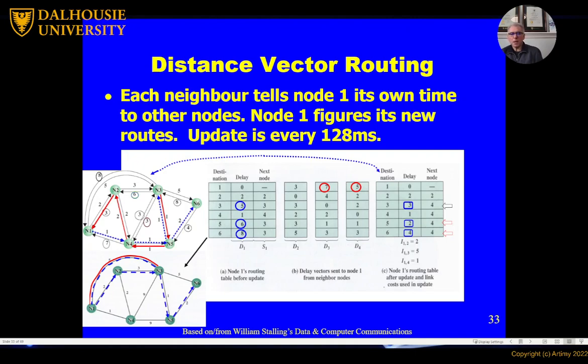So how does a router get a full picture of the entire network? How does node 1 know how to send a packet to node 6? Node 6 is not an immediate neighbor. So how does it know about it? It knows about it because the neighbor knows about it. N1 doesn't know about N6 directly. It knows about N6 because N3 tells it that, oh, I have information about node 6.